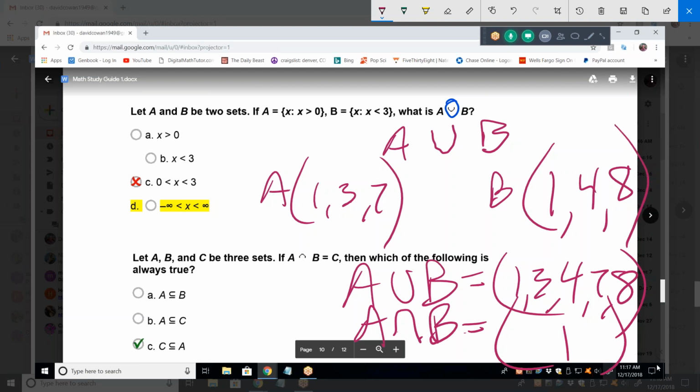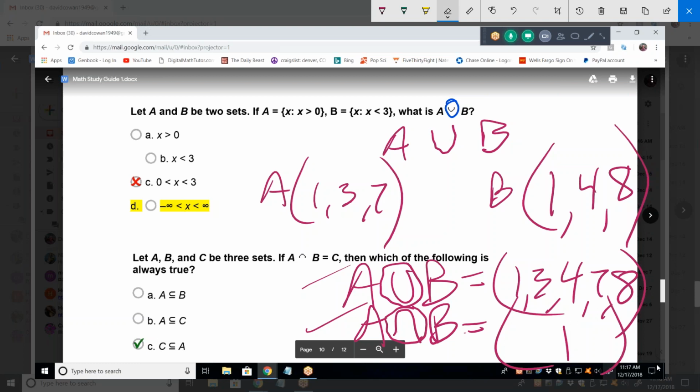1 would be it. That's it. So that's what these things mean. When you take the union, you're taking all the numbers in either set. When you're taking the intersection, which is what the upside down U means, you're taking only the numbers that are in both sets.